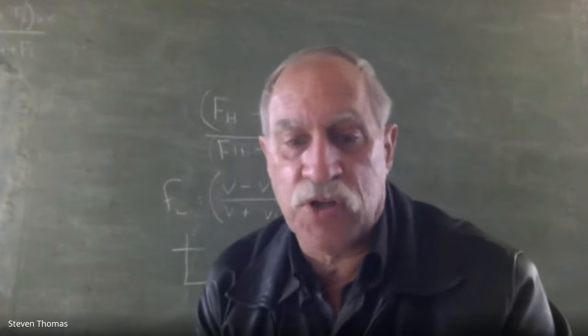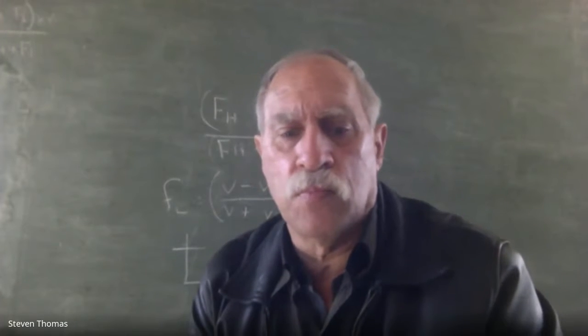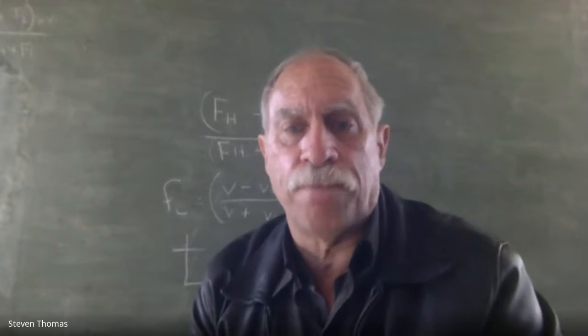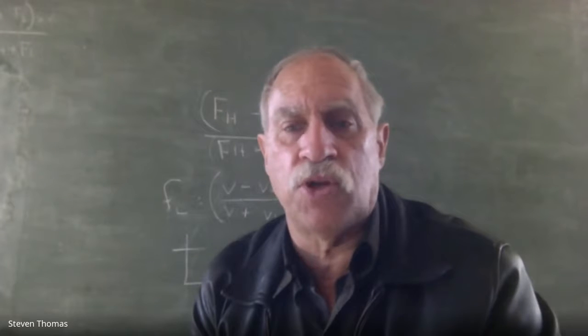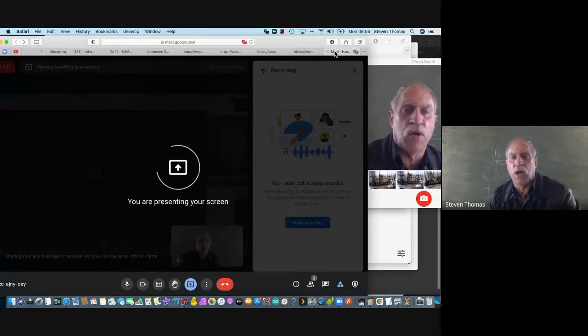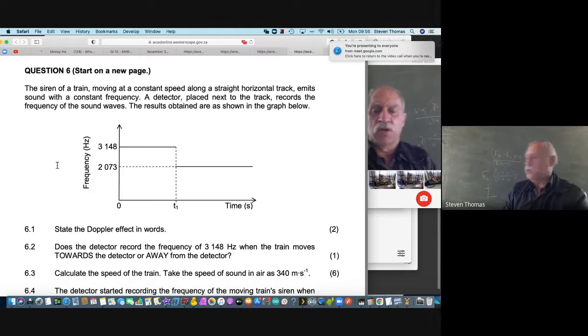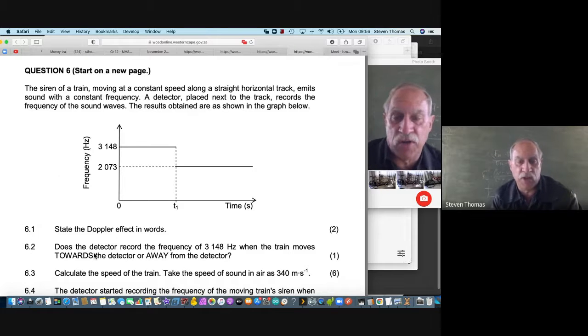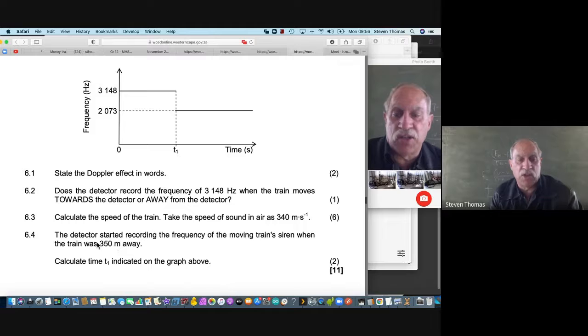Okay, so let's go back and present again. Okay, so you just get marks up to saying 1 and 2 for the 2 formula, and then you get 1 mark for your final answer. All of that doesn't count anything. So you can write it or don't write it. It makes no difference. The detector started recording the frequency of the moving train siren when the train was 350 meters away. Calculate the time indicated on the graph above.